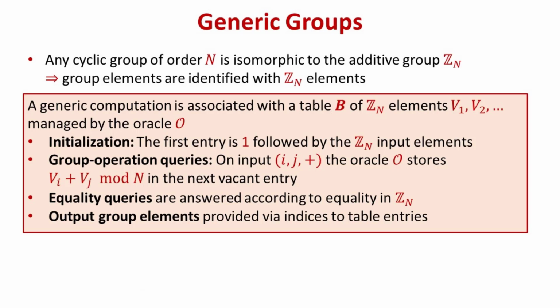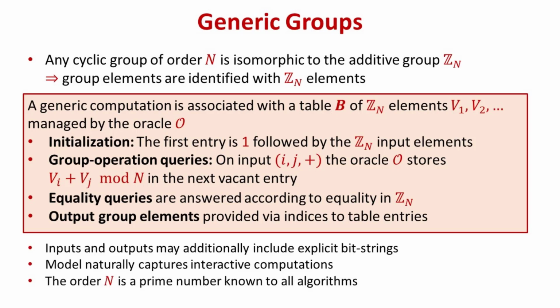When a generic algorithm wants to output a group element, it outputs the index of the corresponding entry in the table B. In addition to group elements, algorithms may receive as input or include in their output also explicit bit strings. This model also naturally captures interactive computations, allowing one generic algorithm to pass group elements to another generic algorithm by pointing to elements in the table B. In this work, we consider the case of known order groups of prime order, in which the order n is a prime number that is provided as an explicit input to all algorithms.